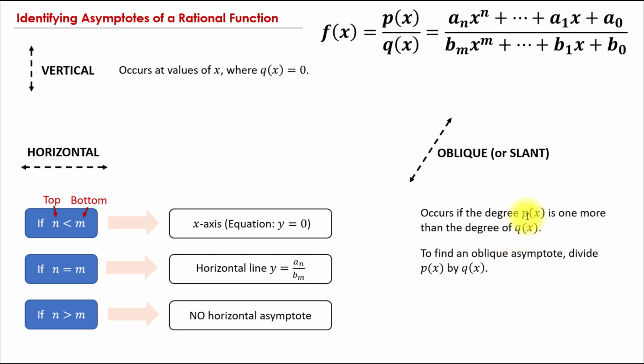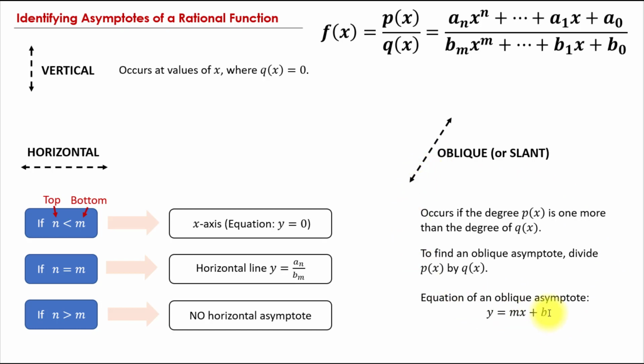And since the degrees differ by just 1, the result of the division is another polynomial of degree 1, in other words, a linear function. And that function will be the same as the equation of the oblique or slant asymptote. After all, it's a straight line, so it has to be a linear equation, right? It's going to have this form, y equals mx plus b. Hopefully you recognize this as an equation of a line.